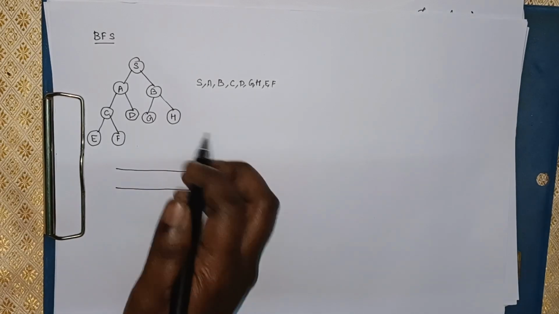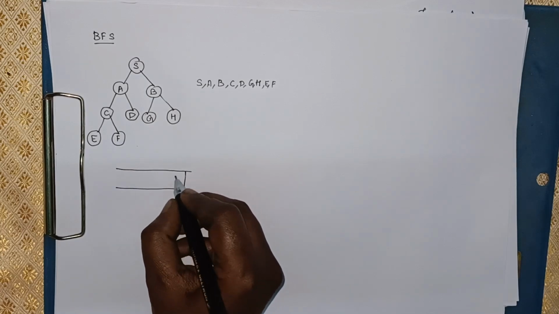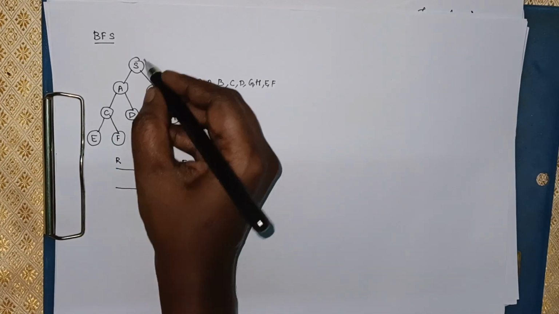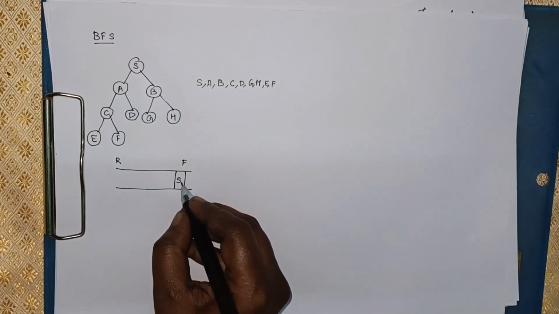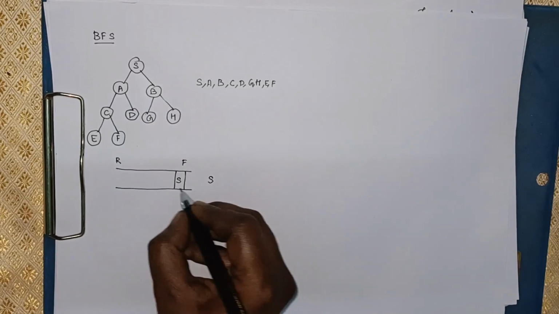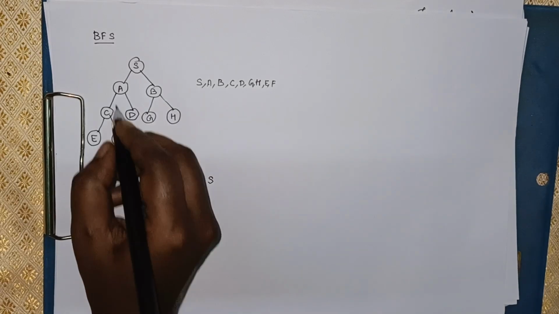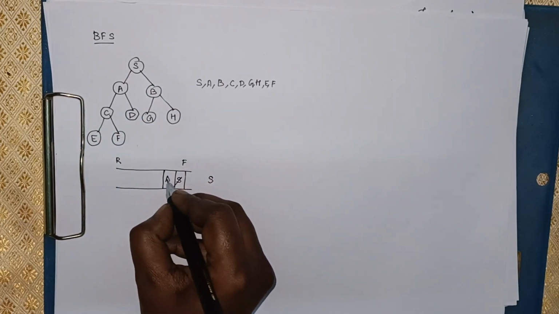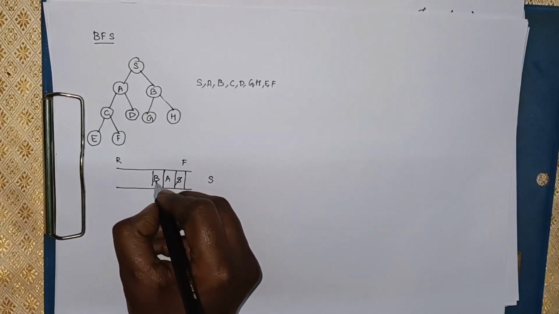So I'm doing it in a single step. So first, S is taken inside the queue. I think this is the front of the queue and this is the rear end. Next, I'm going to dequeue this S and I'm going to find the adjacent nodes of S. So the adjacent nodes are A and B. So NQ inside the queue, A and B.